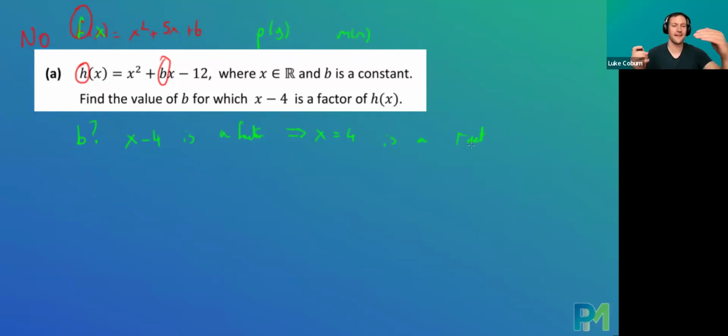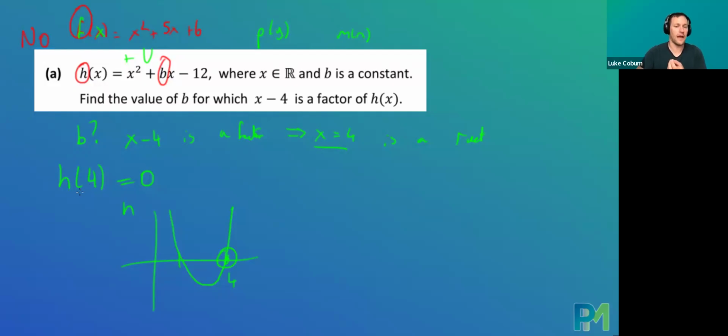Now, what does that mean? See, it's asking you completely backwards. If it's a root, h of 4 equals 0. Let's graph h. This is the graph of h. I don't know what h looks like, so let's say this is what h is. It'll be a U shape because it's a plus number in front of the x squared. So that means a U-shaped parabola that goes through the number 4. If x minus 4 is a factor, x equals 4 is a root. That means that the function goes through the number 4.